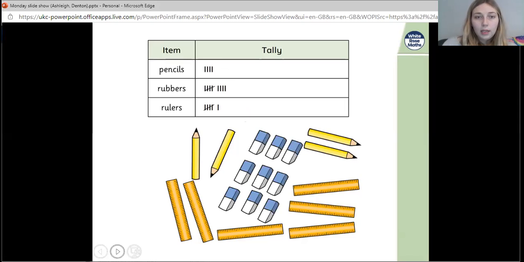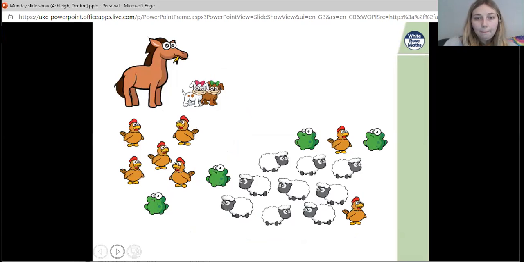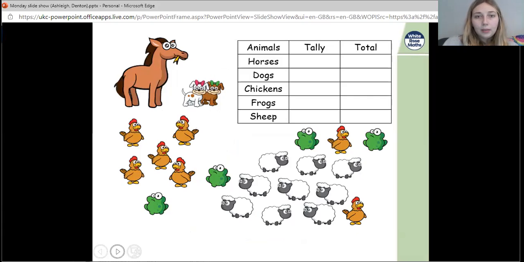And there you go, they've added the rubbers for us. Okay, let's have a look at this one. So I'd like you to pause the video here and have a go at this time drawing the tally marks yourself. Don't worry about doing the total yet, just pause and do the tally marks yourself. If it helps you, when you are counting how many animals there are, go through and cross them out.